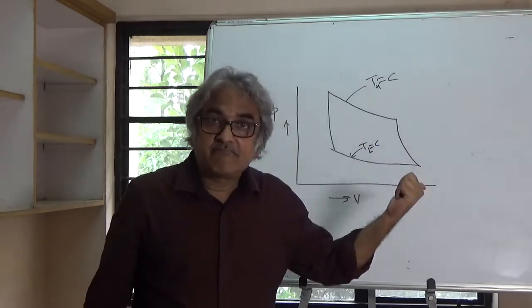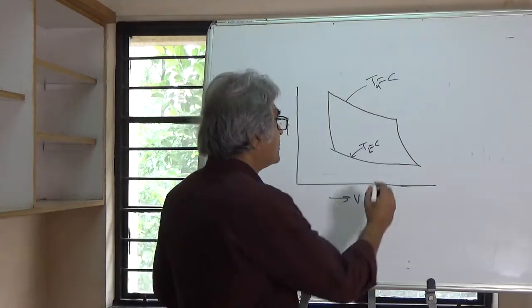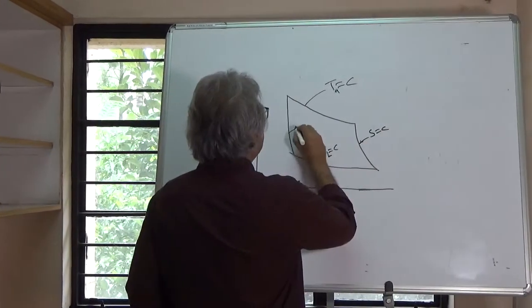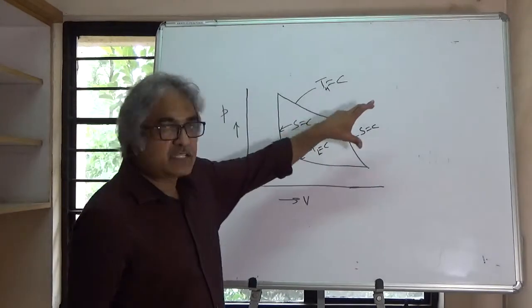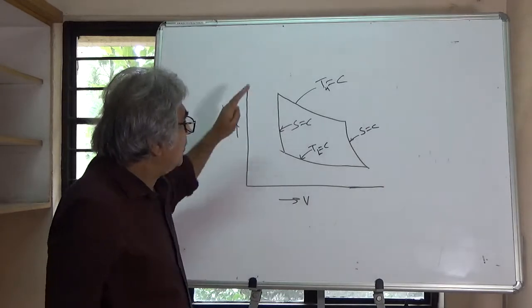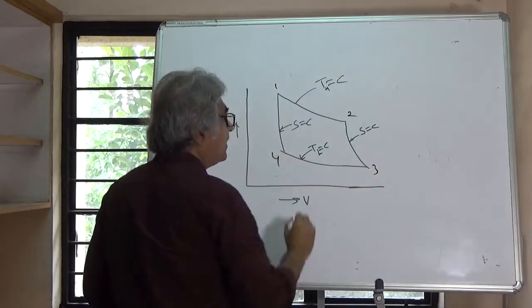that just now we explained that a reversible adiabatic process is a constant entropy process. So here we can say entropy is constant. Similarly here entropy is constant, right? So there are two reversible isotherms and two reversible adiabatics. Okay, and if you see, this is 1, 2, 3, 4.